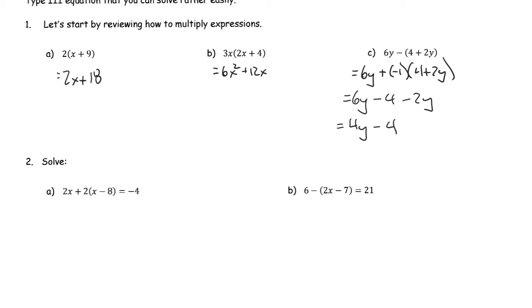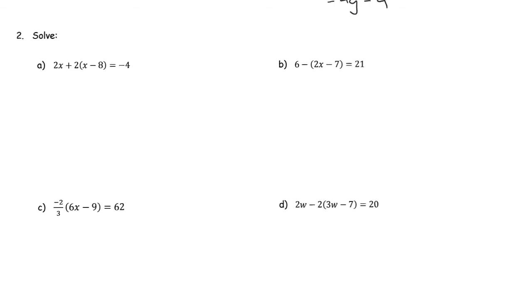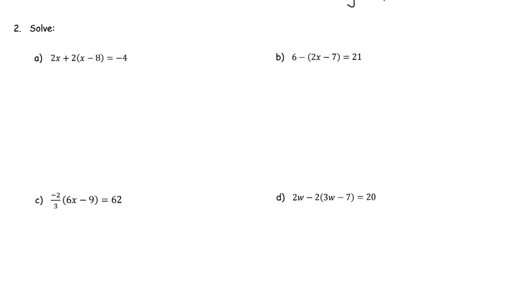Now, let's take that and apply that to some equations that we can solve. So here we go. To start off with, on the left-hand side, I've got that set of parentheses. I want to deal with that first. So the first thing I want to do here is distribute the 2. So 2x plus, and when I distribute the 2, I'll get 2x minus 16 is equal to -4. I'm going to combine like terms to get 4x minus 16 is equal to -4.